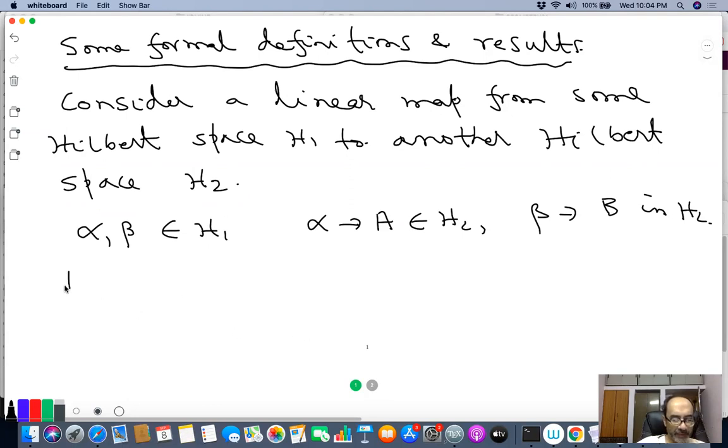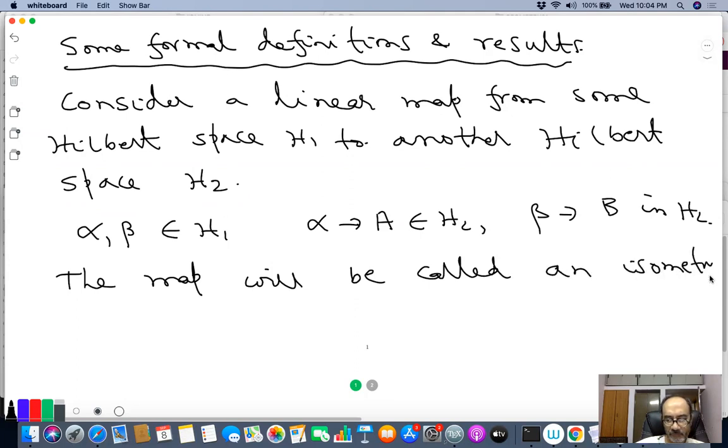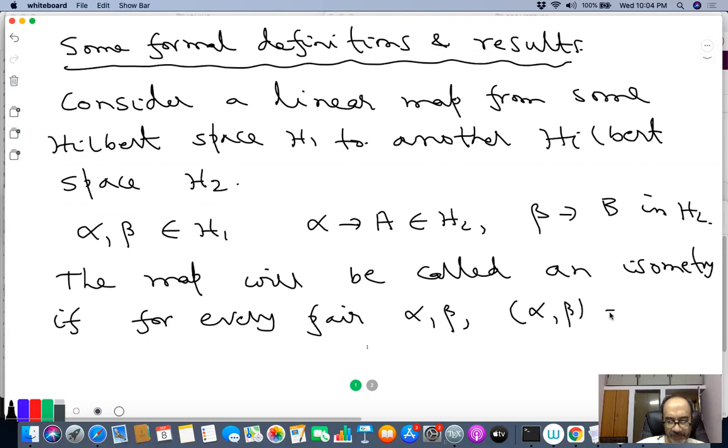And we'll call the map an isometry if for every pair alpha, beta, the inner product between alpha and beta is the same as the inner product between A and B. Okay, so that will be the definition of what we mean by an isometry. So given this, let me describe some obvious properties of these isometries.